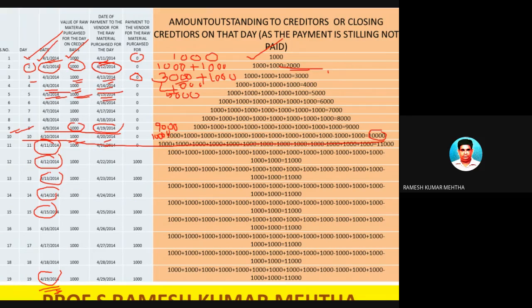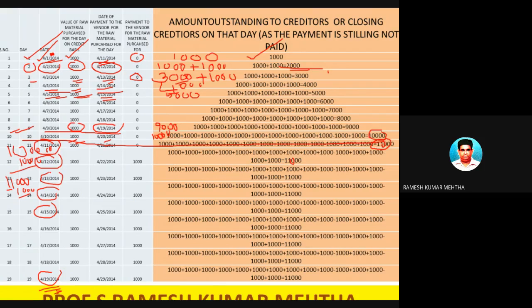Now look at the 11th day. The total outstanding was 10,000 rupees. I am purchasing on the 11th day again 1,000 rupees, so 11,000 I have to pay. But I have told him that whatever I purchased on 1st April, I will pay on 11th April. So I paid 1,000 rupees, and this much I have to reduce. So the outstanding will be 10,000 rupees. Okay, 11,000 rupees is getting accumulated.